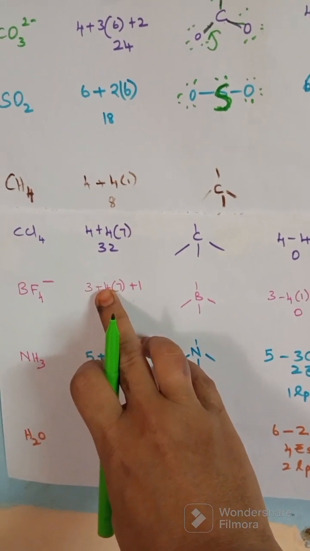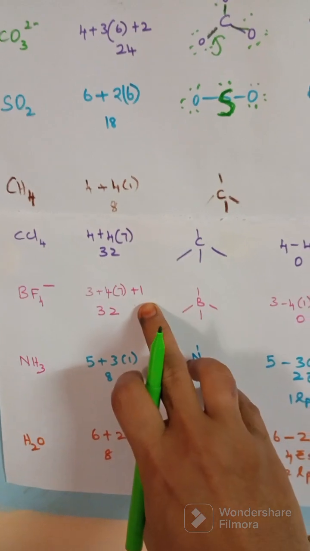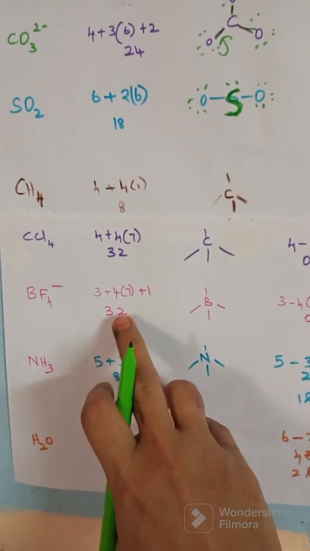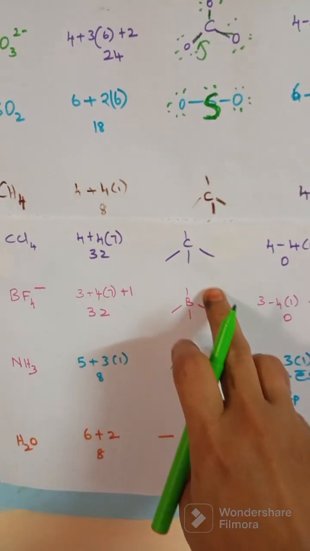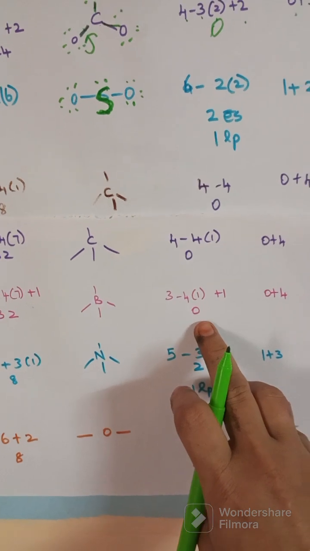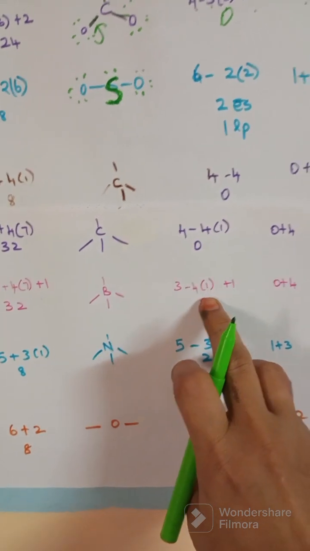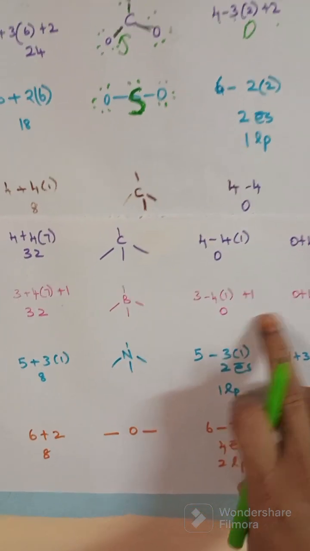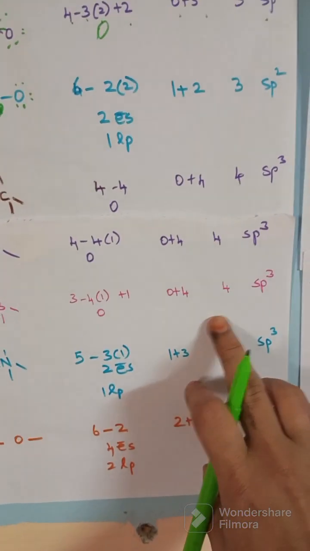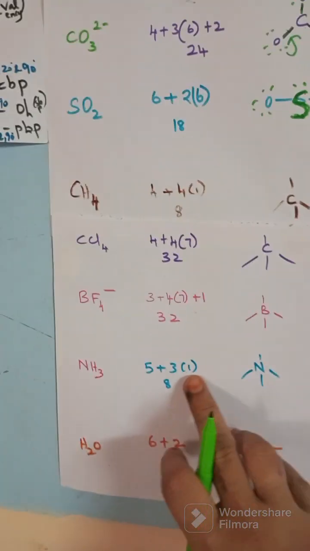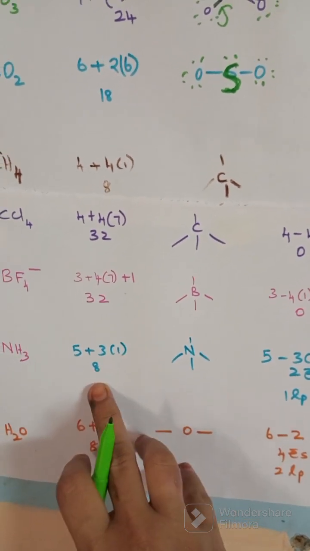For BF4 minus, boron belongs to the third group. So 3 plus 4 fluorine atoms. Group number of fluorine is 7. Because it's an anion, add 1 here, you get 32. Remember, it should be an even number. So you have boron at the center with 4 fluoride ions surrounding. To find the lone pair of electrons, group number minus surrounding atoms into valency. Here once again, because it's an anion, you have to add 1. So there are no lone pairs. So hybridization is sp3.